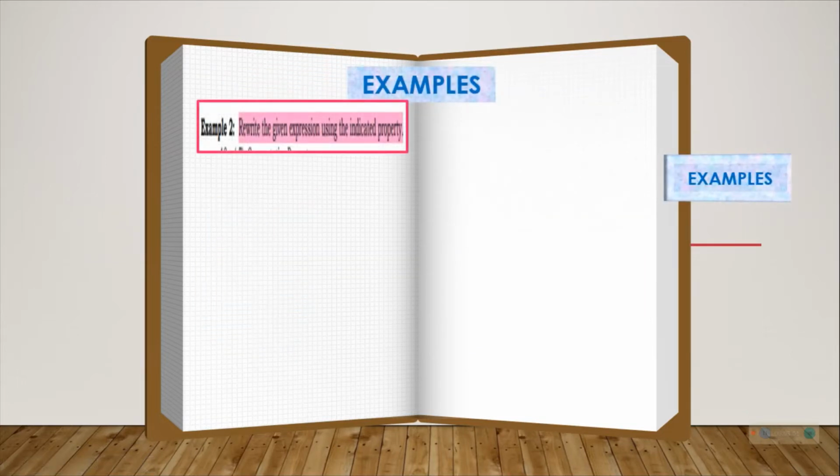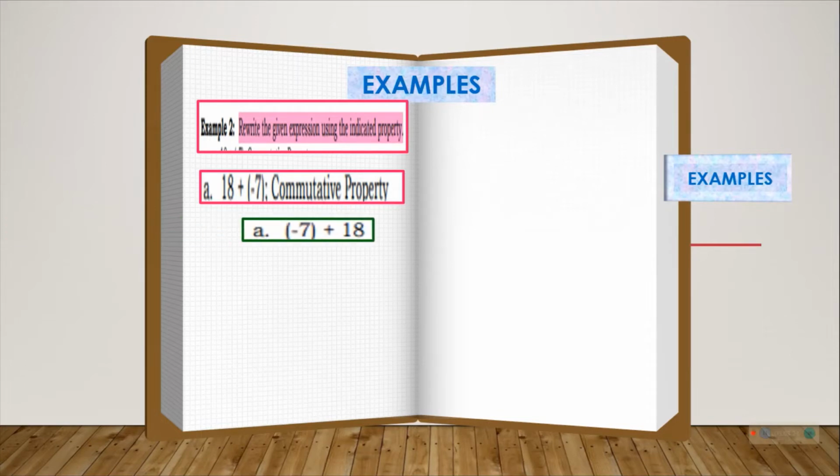Next example, rewrite the given expression using the indicated property. So sa A, 18 plus negative 7. So gagawin natin siyang commutative property. Pag sinabing commutative property, magpapalit lang sila ng posisyon. So ang magiging sagot dyan, 18 plus negative 7 is equal to negative 7 plus 18. So nagpalit lang sila ng posisyon.